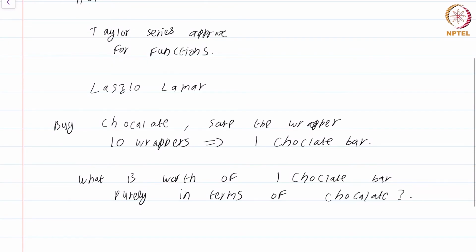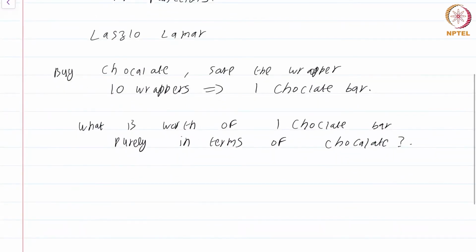A chocolate bar comes with a wrapper. Obviously you cannot eat the wrapper, but returning 10 wrappers to the shopkeeper gives you another chocolate bar. That means a single chocolate bar is not worth just one chocolate bar of pure chocolate, but a fraction of another chocolate also, right? So one chocolate bar, in terms of pure chocolate, is the one chocolate bar that you have, the chocolate in it, plus 1/10 of a new chocolate bar, right?